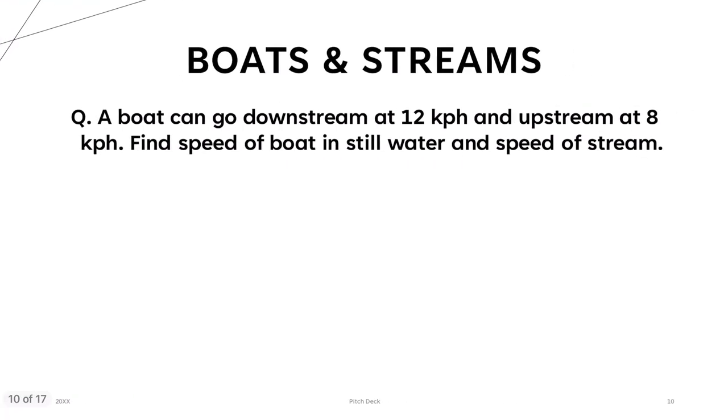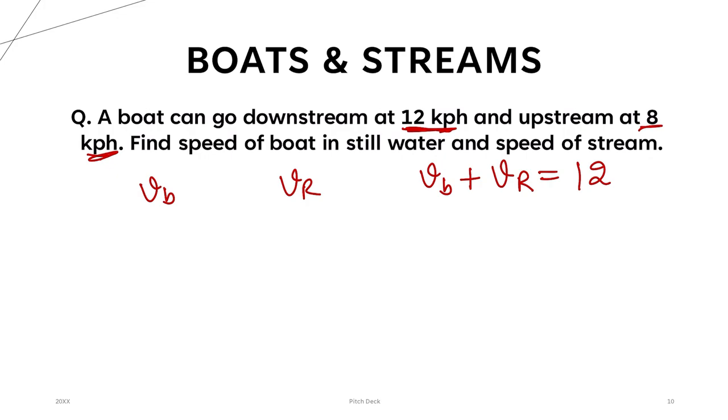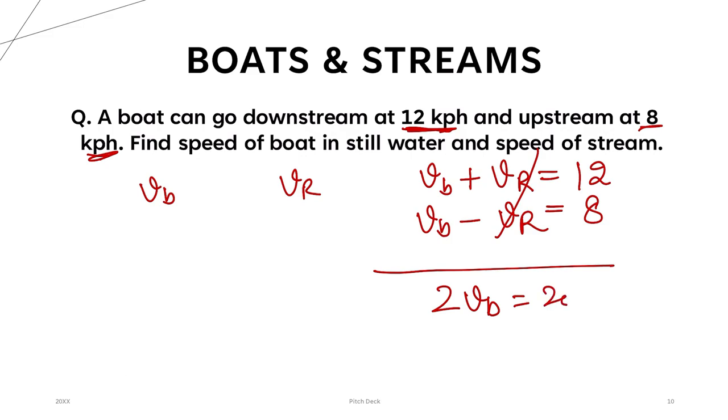Now there's a question. A boat can go downstream at 12 kilometers per hour and upstream at 8 kilometers per hour. Again, VB is the speed of the boat and VR is the speed of the river. When going downstream, the speed of the boat and the river help each other and it increases. So VB plus VR is 12. When going upstream, VB minus VR is 8 kilometers per hour. You can calculate simply: 2 VB is 20, so VB is 10 kilometers per hour.